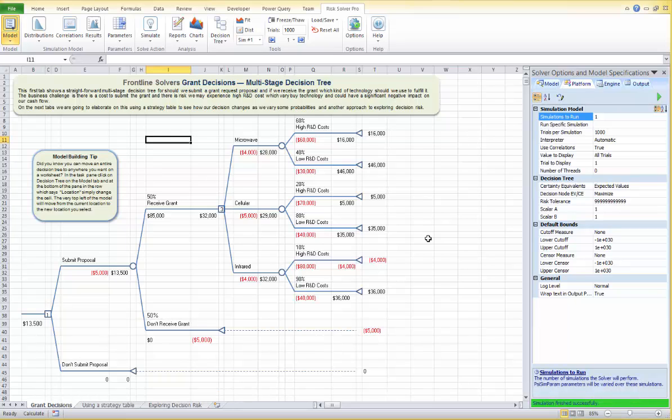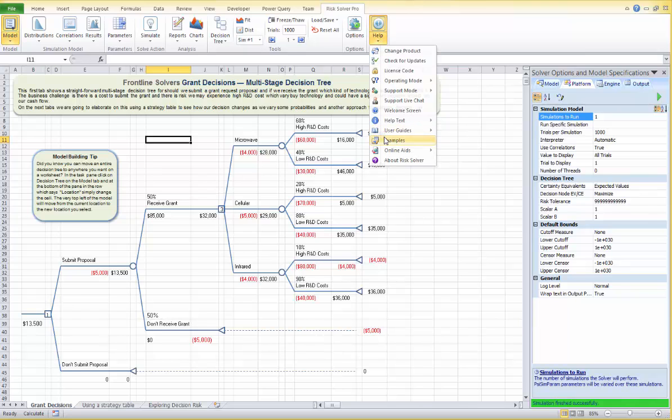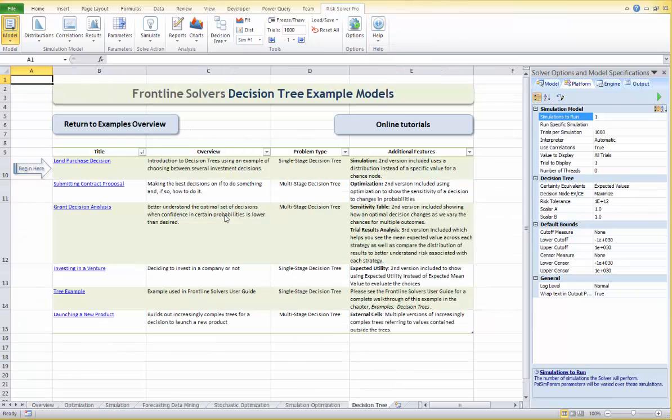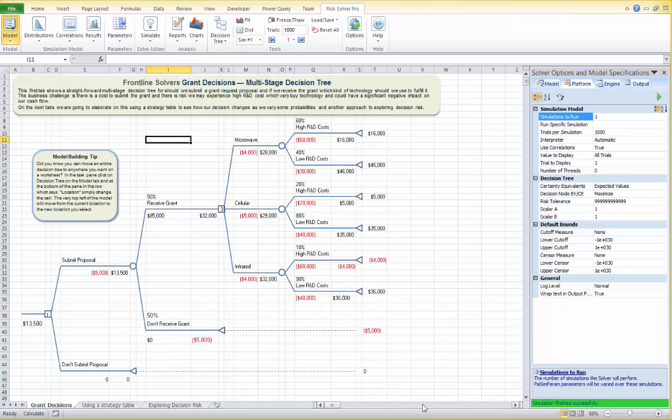Here is our decision tree. To access this example, click on Help, Examples, Decision Tree Examples, and choose Grant Decision Analysis. A small firm owner is considering whether or not to apply for an $85,000 research grant by submitting a proposal. Let's highlight the best decision strategy by selecting the Highlight in the Decision Tree drop-down list.